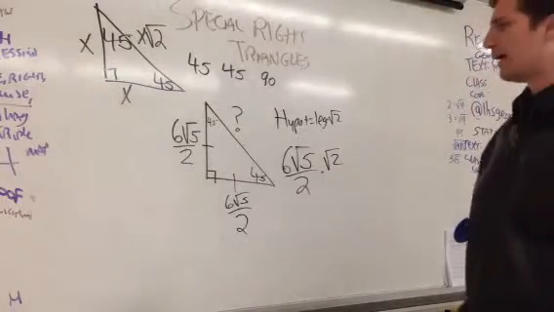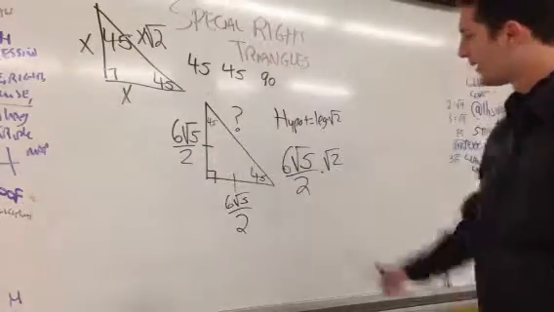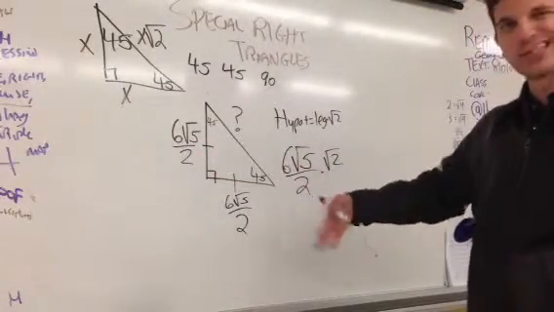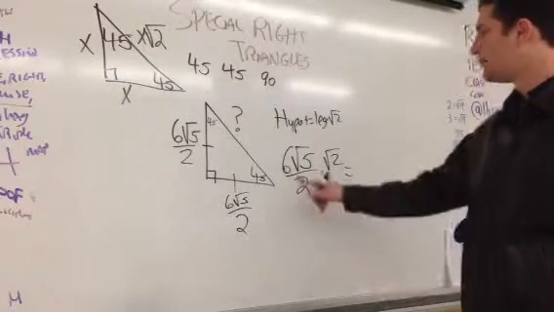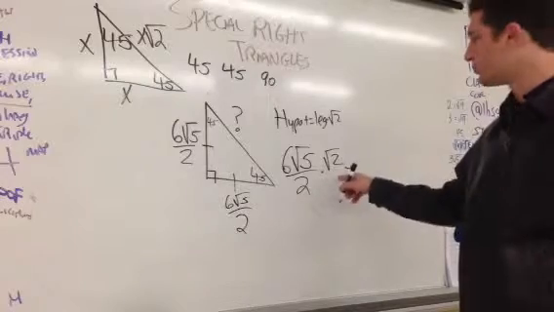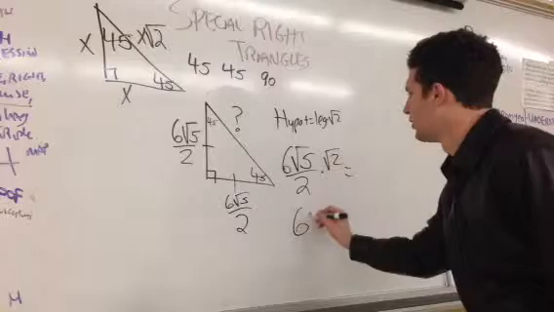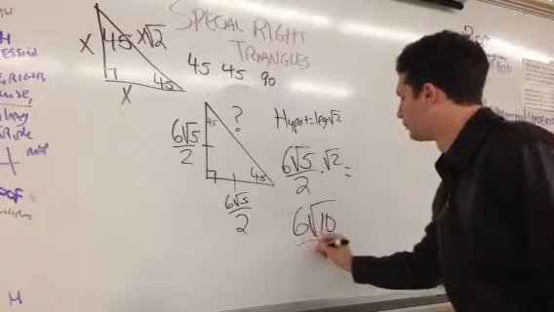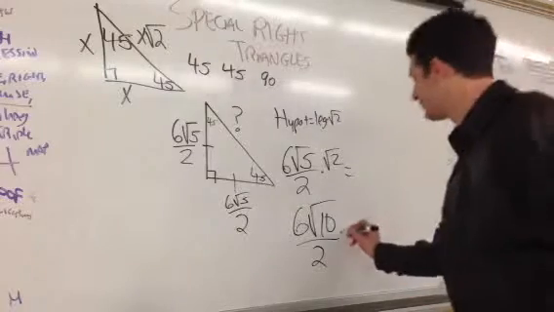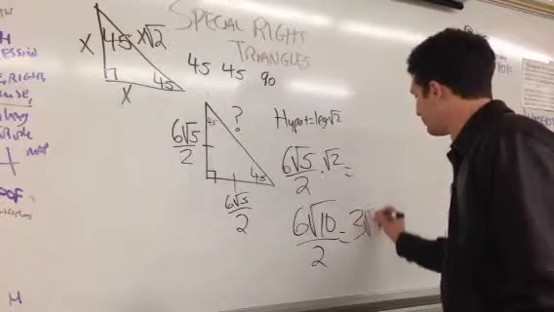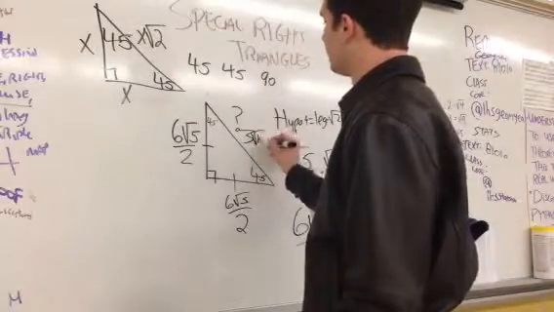All right, so this right here actually is 6 square root of 5 over 2. This right here, 6 over 2, we're going to get to that in a second. That just simplifies to 3. But this becomes 6 square root of 5 over 2 times square root of 2. I just multiply across. This is equal to 6 square root of 10 over 2. And 6 divided by 2 becomes 3. So this is 3 square root of 10. So right here, 3 square root 10.